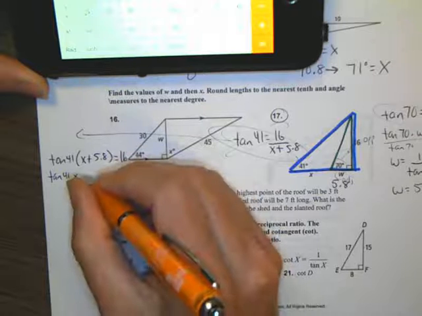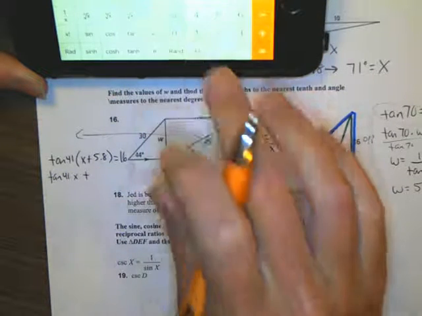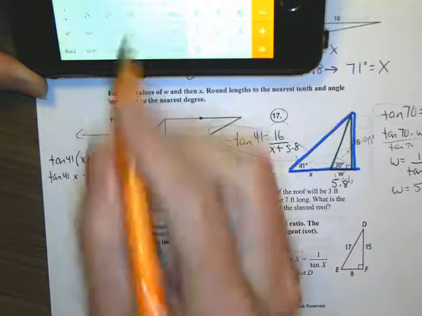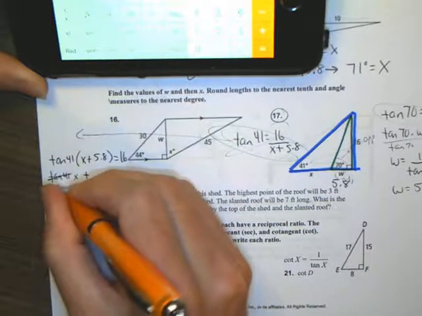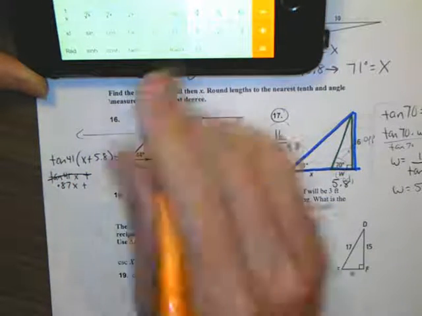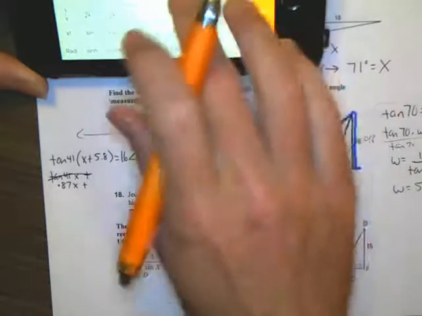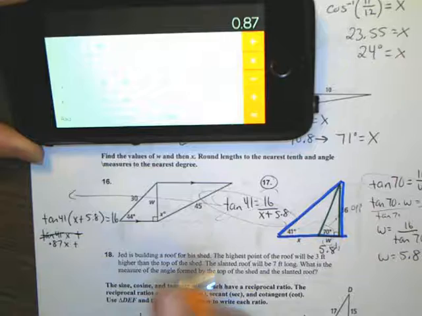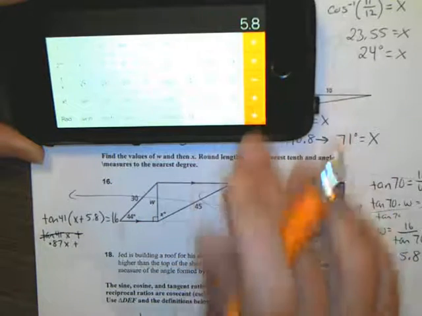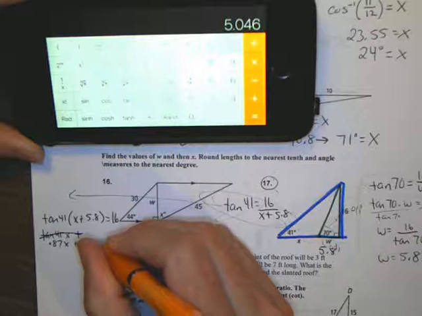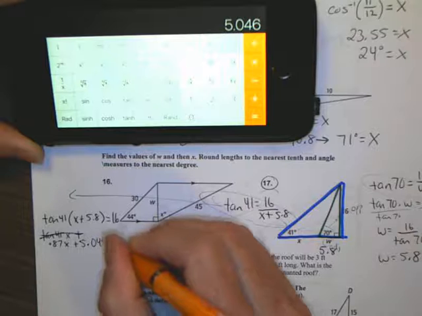And that's going to be plus, I'm going to figure this out here, because tangent of 41 is about 0.87. So I'm going to change this to 0.87x plus 0.87 times 5.8, which we get 5.046, equals 16.